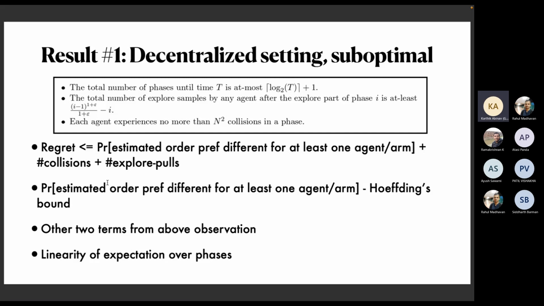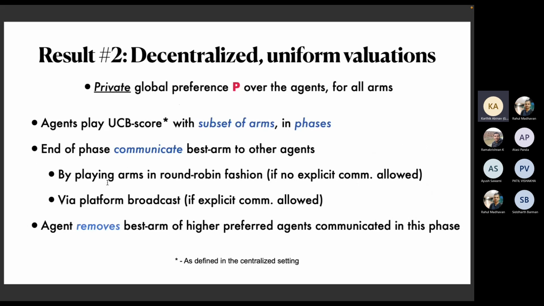To do this, we won't be able to do it in a very general setting, so we'll have to start making assumptions on preferences now, right? Let's look at the first assumption where we can prove something non-trivial. The first assumption is essentially this uniform valuation. There's a global preference over the agents for all arms, meaning each arm's preference over the agents is the same. From an agent's point of view, this makes the problem easy because the agents can coordinate among themselves and sometimes just figure out what that preference is.